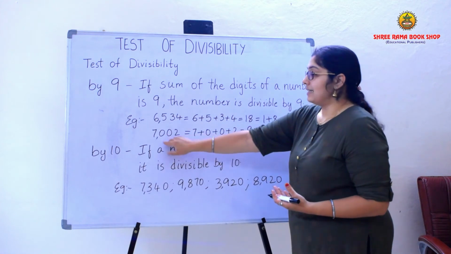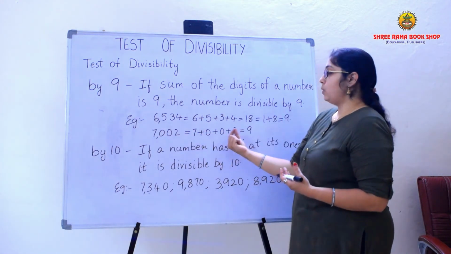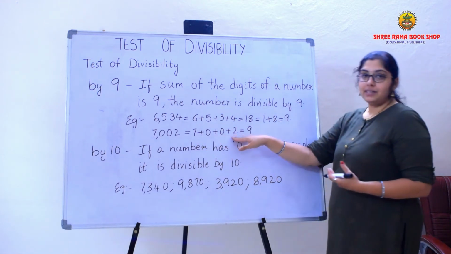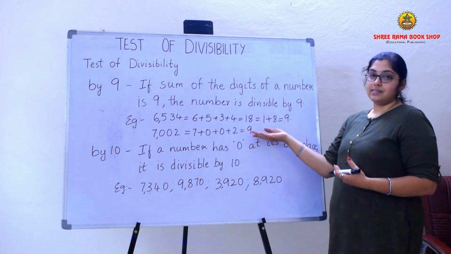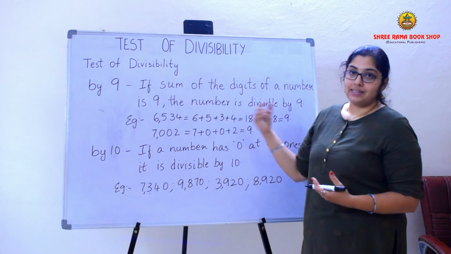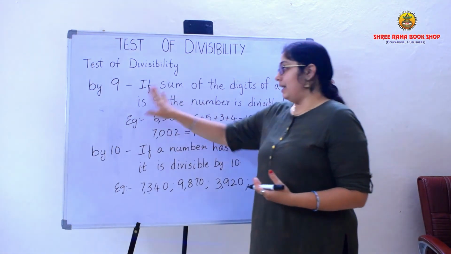Now the second example is 7002. So 7 plus 0 plus 0 plus 2. If I add all the digits of the number, then I am getting the sum as 9. So by seeing this, I can say that this number 7002 is divisible by 9.